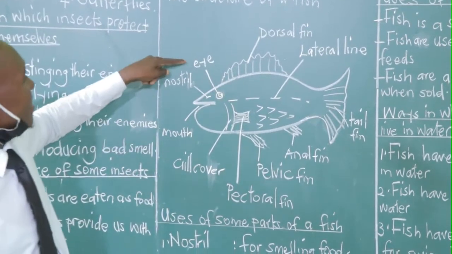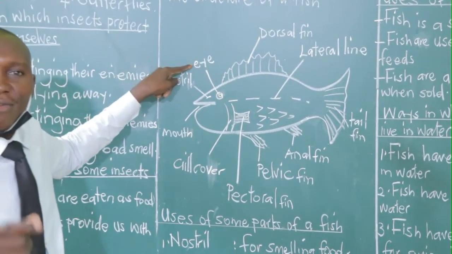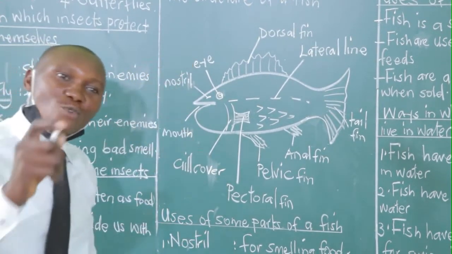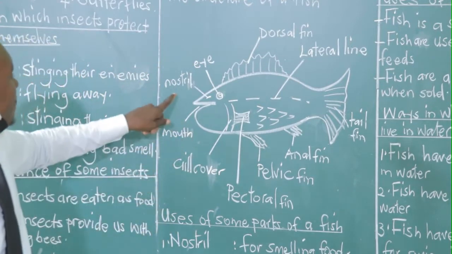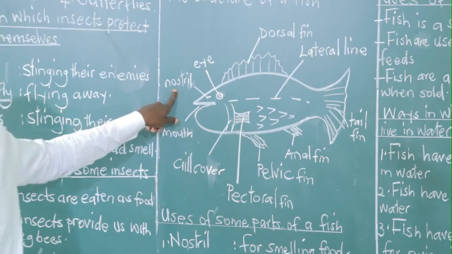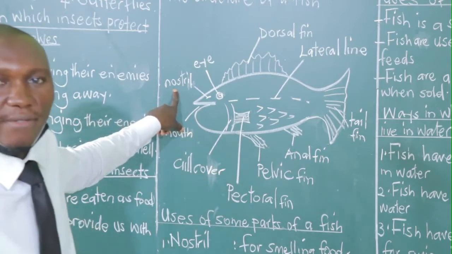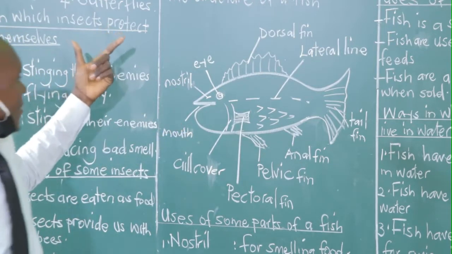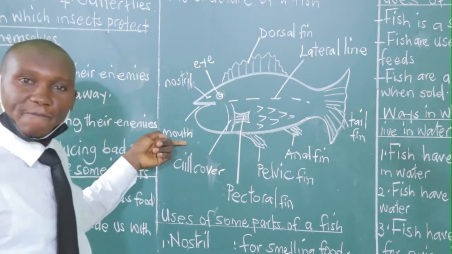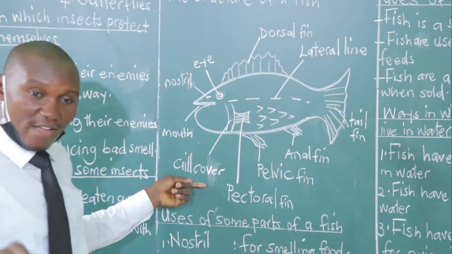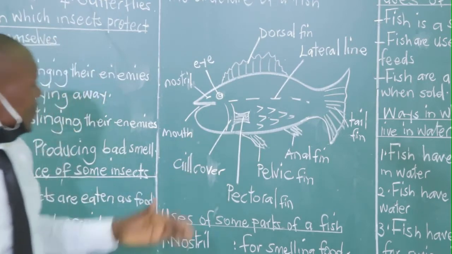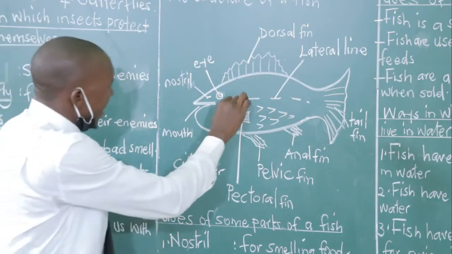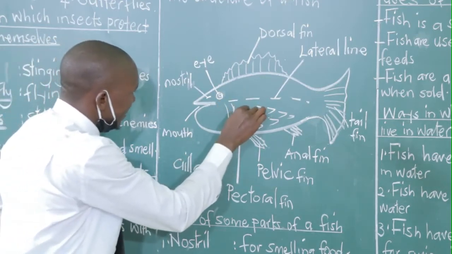Next, the fish has the eye. When I talk about the eye, it is the eye you are also using for seeing. Next, the fish has the nostrils. Next, the fish has the mouth. It has the gill cover. When you check in your book, it is there. It has the gill cover. The fish, there is this part here.